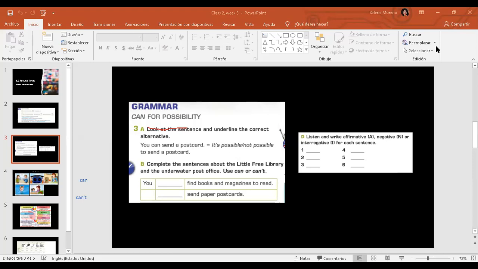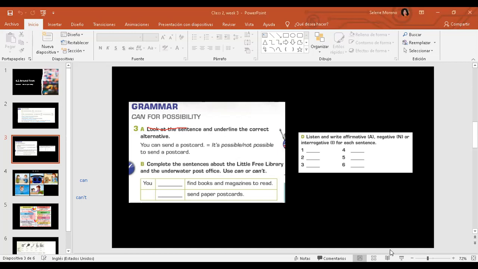5. Where can I change money? 6. We can't eat lunch here. Okay, these were the 6 sentences. Now, let's see if you could get them.